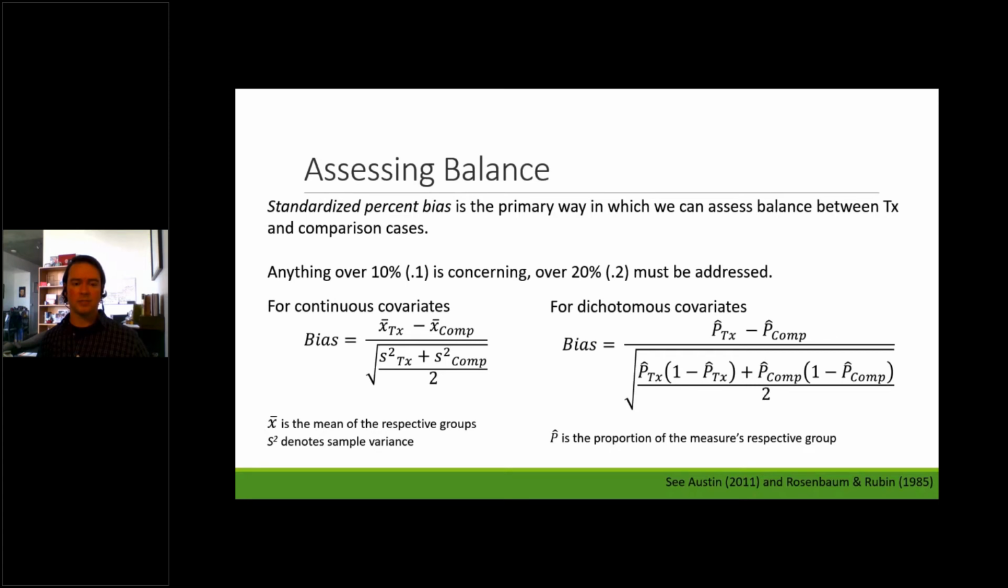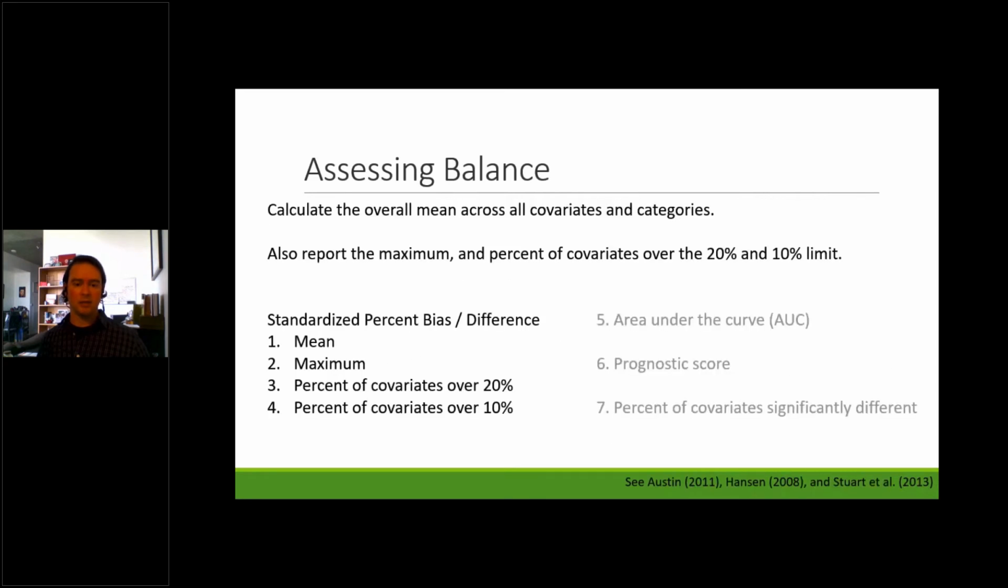Once the standardized percent bias is calculated for each covariate and category, we then need to calculate the overall mean across all of the covariates and categories. Essentially, we're trying to get that average standardized percent bias, or average standardized percent difference, across every variable that's going into the propensity score in particular.